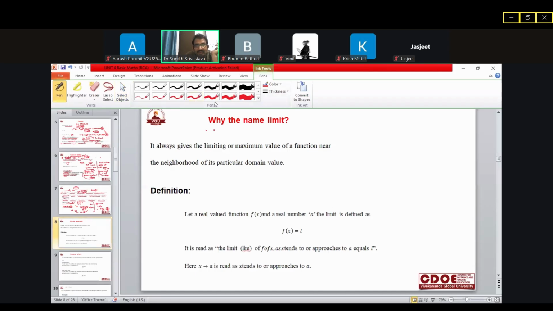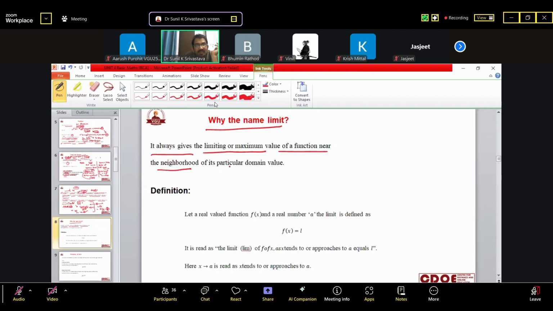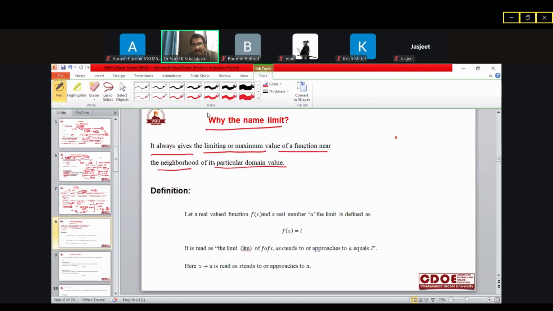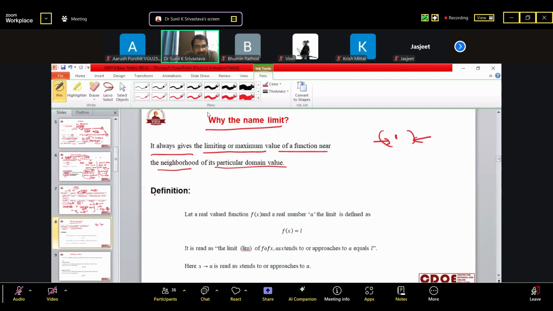It always gives the limiting, or maximum, value of the function very near to the neighborhood of its particular domain values. Suppose we are going to find out the value at 1. In the domain of this function, we find the value from the right to the left. So we have the definition here.